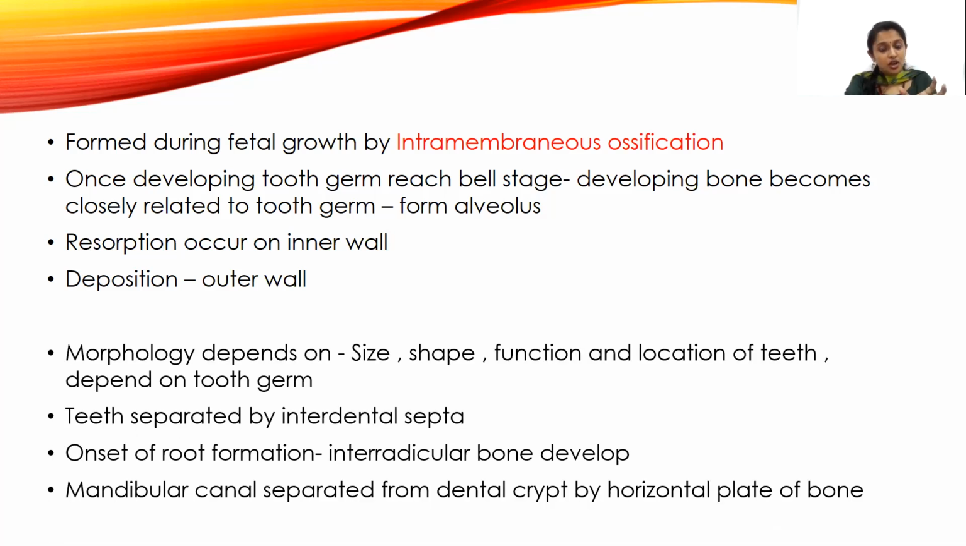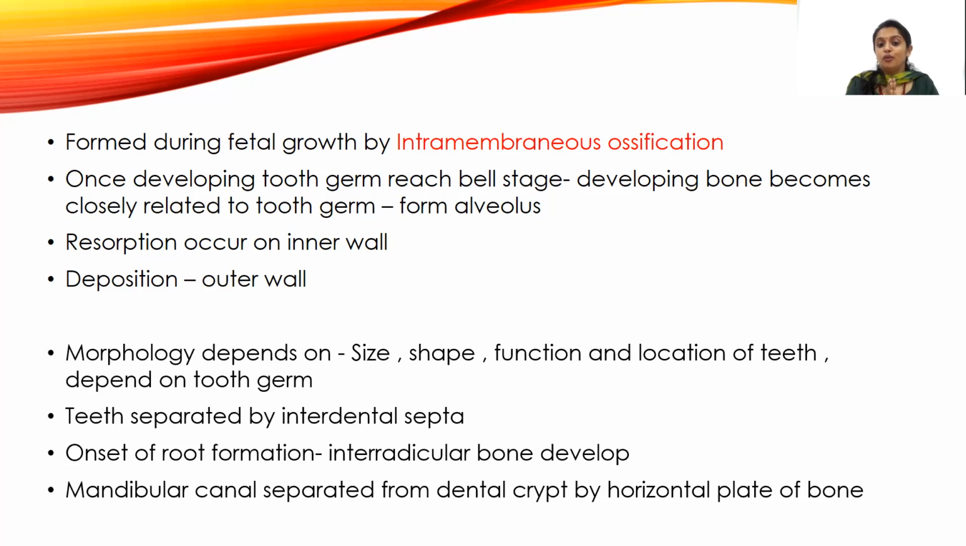The morphology of the alveolar bone depends mainly on the size, shape, function, and location of the teeth, and it depends on the tooth germ. So in the case of an anterior tooth, it is just in a single socket, whereas in the case of a multi-radicular tooth or molars, the socket is developed according to the morphology and size of that tooth. All these teeth are separated by interdental septa.